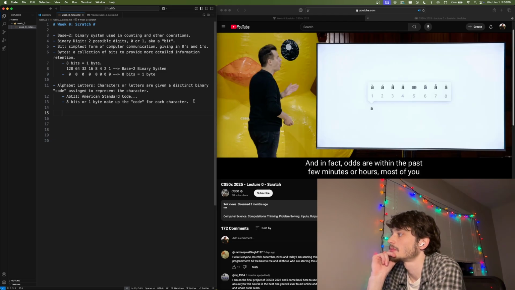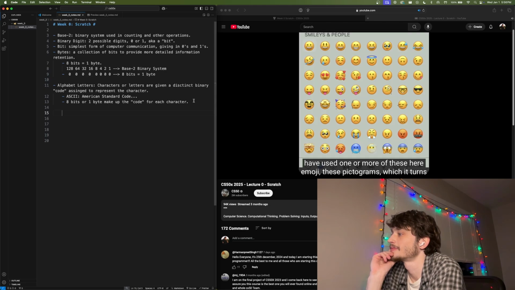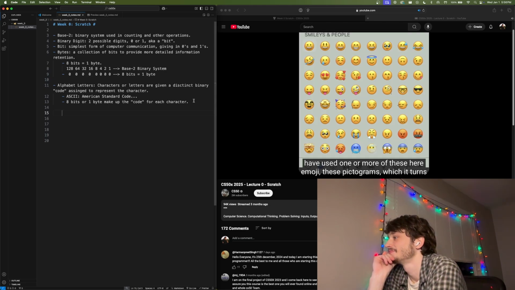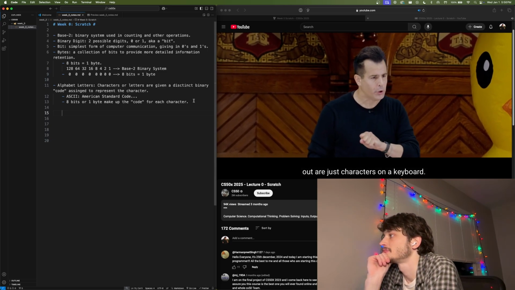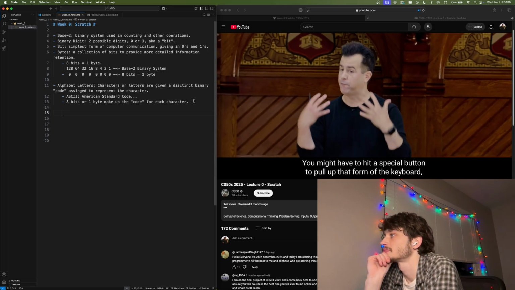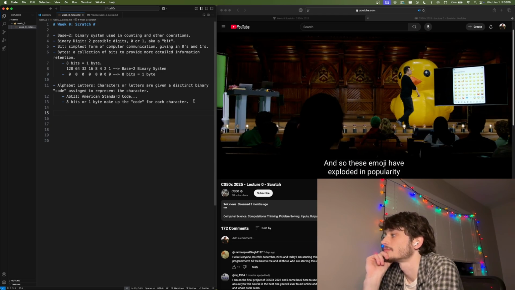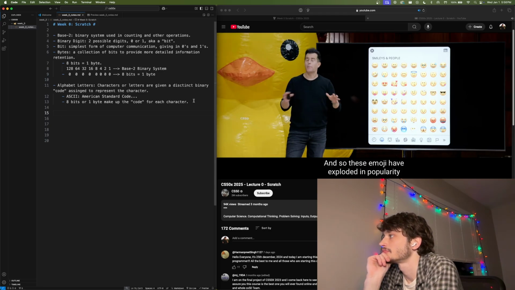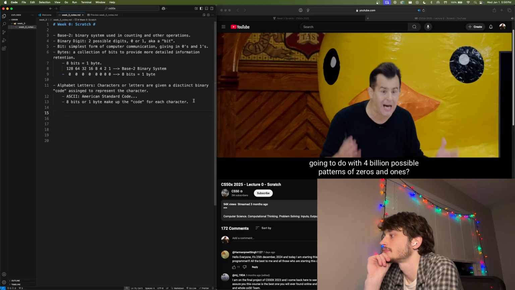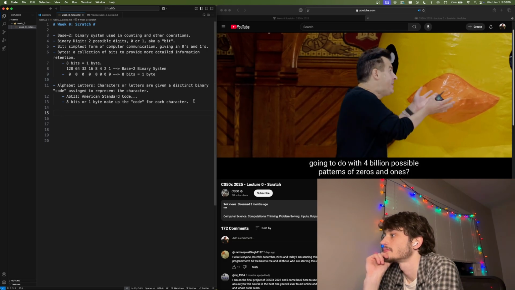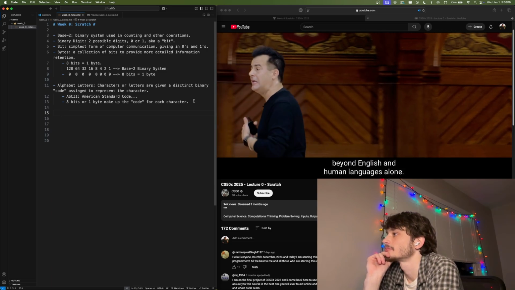And in fact, odds are, within the past few minutes or hours, most of you have used one or more of these here emoji, these pictograms, which it turns out are just characters on a keyboard. You might have to hit a special button to pull up that form of the keyboard, but these are just here characters. And so these emoji have exploded in popularity for a number of reasons, one of which is, my God, what are we going to do with 4 billion possible patterns of zeros and ones? We can start to kind of have some fun with it and represent things beyond English and human languages alone.